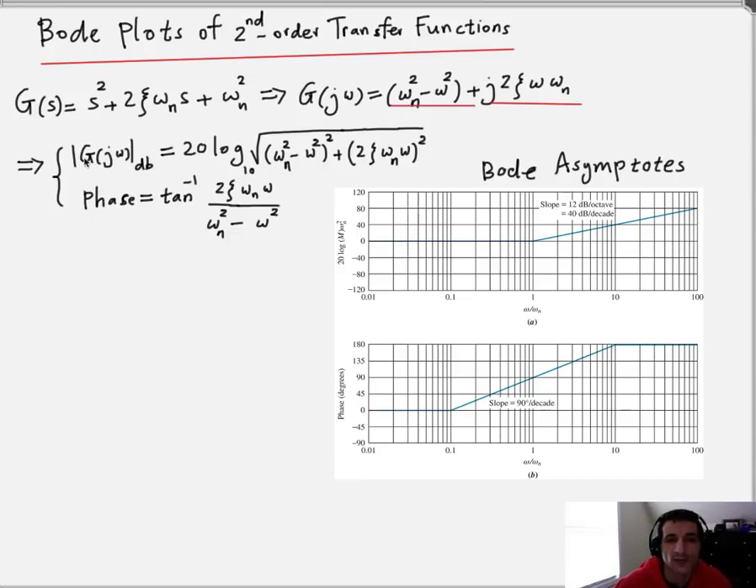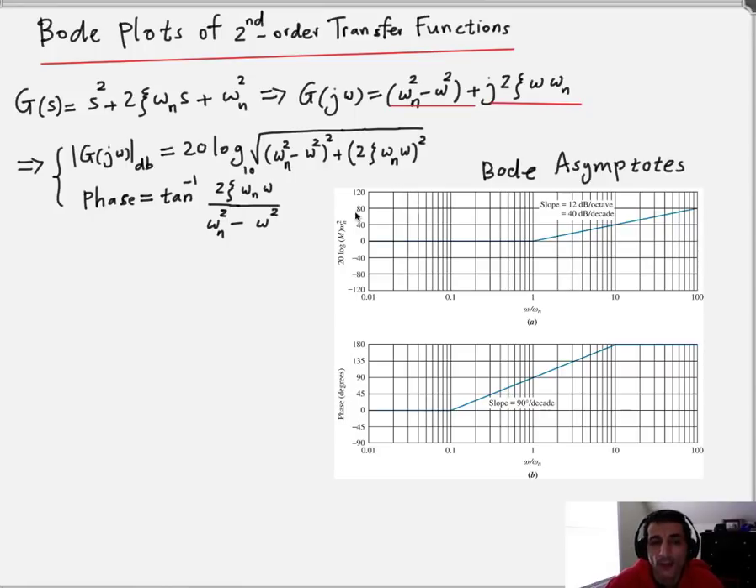So now the magnitude of the polynomial g at j omega in decibels is going to be 20 log base 10 of the magnitude of g at j omega, which is the square root of omega n squared minus omega squared, all squared, plus 2 zeta omega n omega squared. And the phase angle is going to be the arctangent of the imaginary part divided by the real part. So now what you can do is plot this magnitude in dB and phase angle in terms of omega.